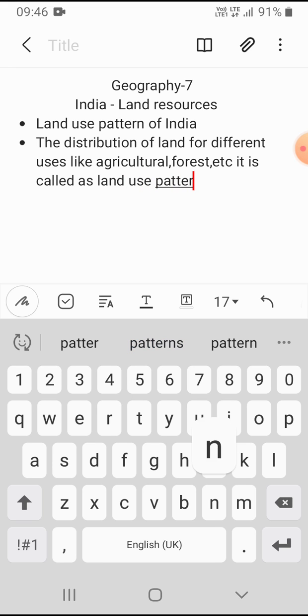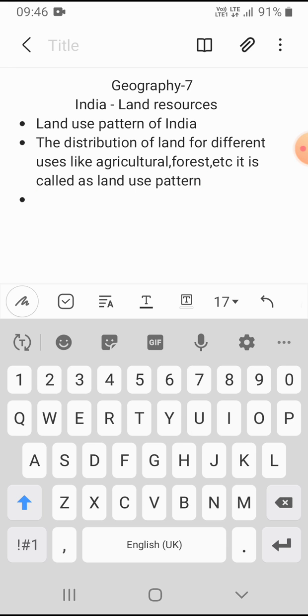So they may ask this for 1 mark. The distribution of land for different uses like agriculture, forest, etc. is called land use pattern.